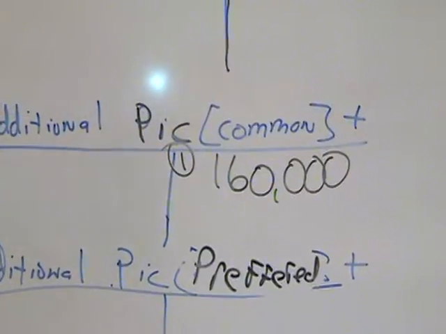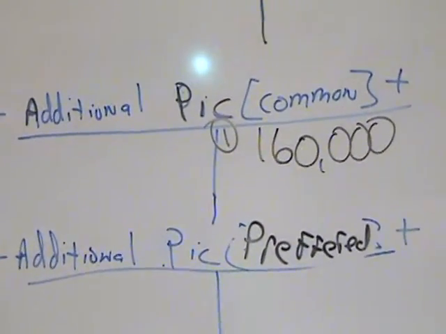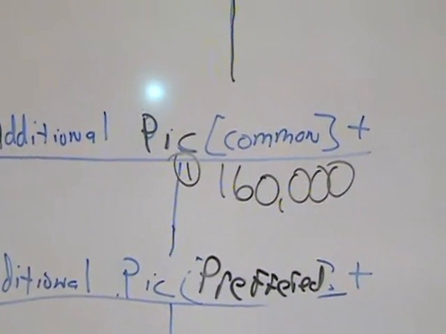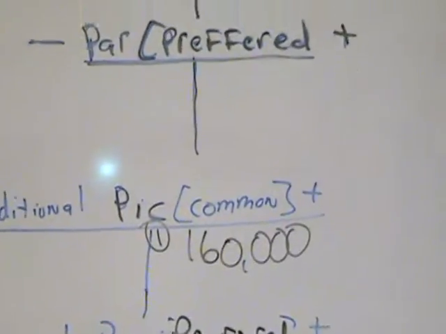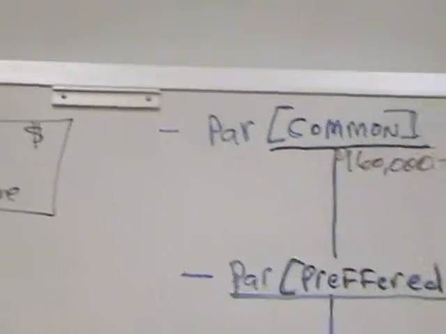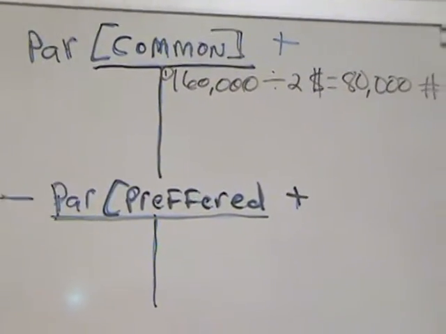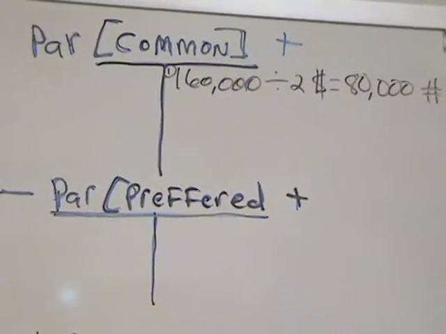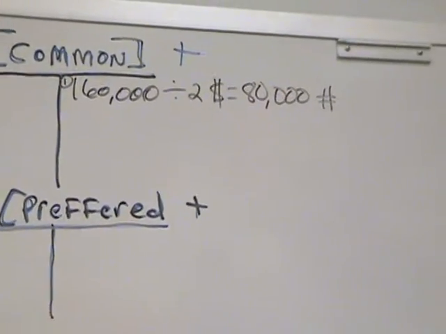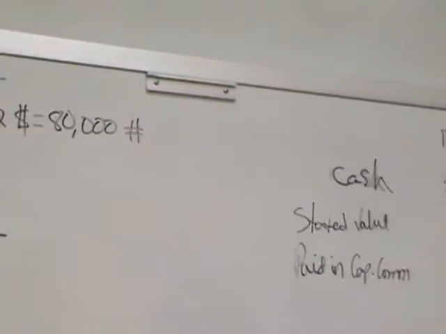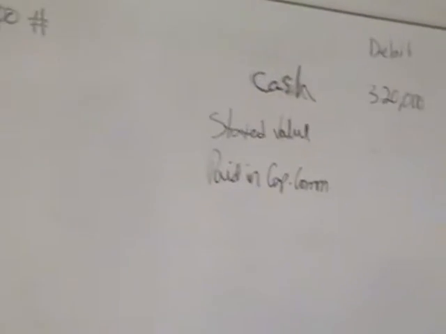We have to do the same thing, divided by 2. We're probably going to run out of room on our T accounts. Okay, read the next one. On March 1st, issue 5,000 shares of preferred stock for cash at 105 per share.